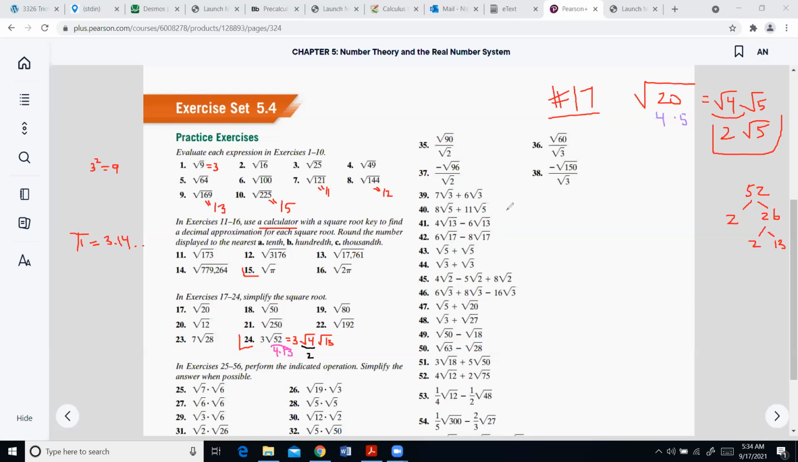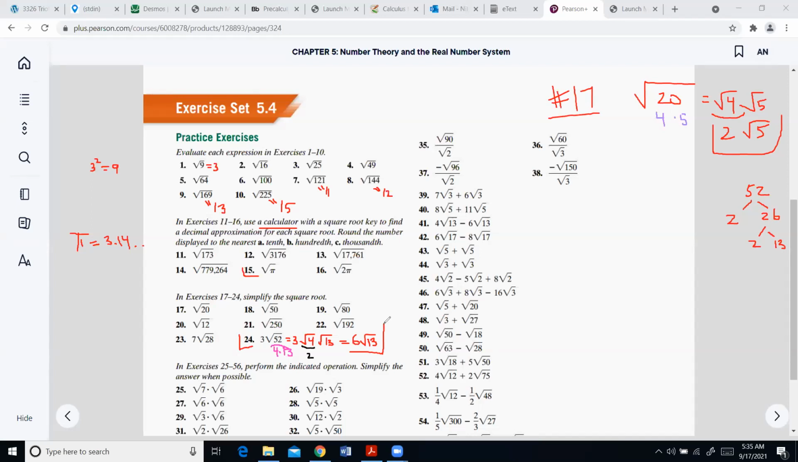And that's the reason why I do this whole thing. So we're going to have 3 times 2, which is 6. And there is still square root 13 attached to it. That's the answer. Notice that 13 I cannot square root, so I leave it alone.